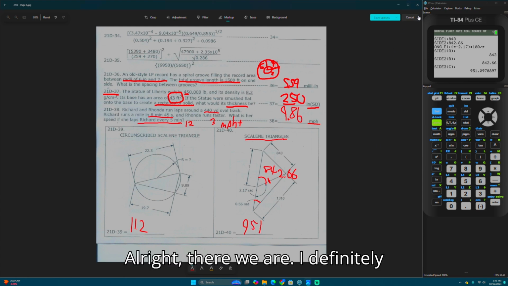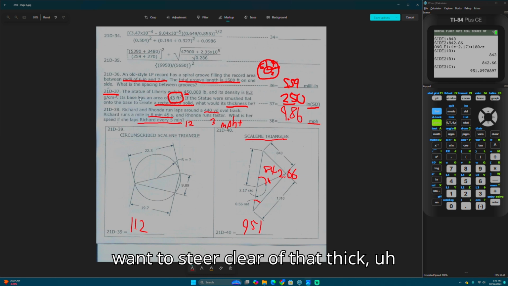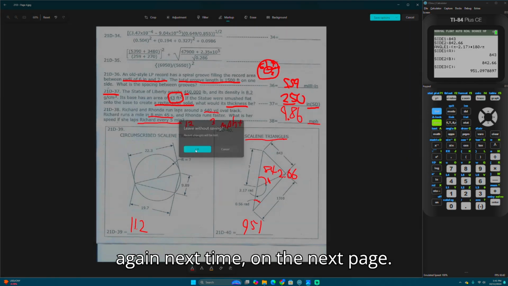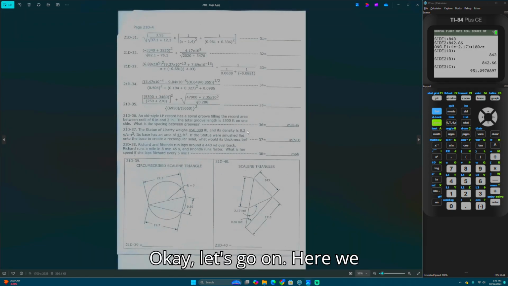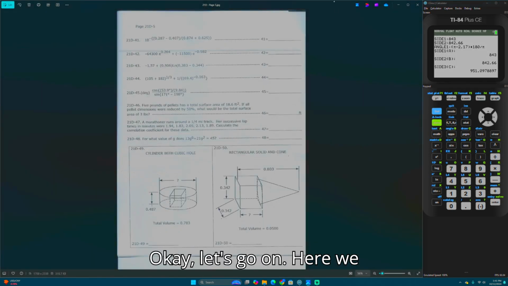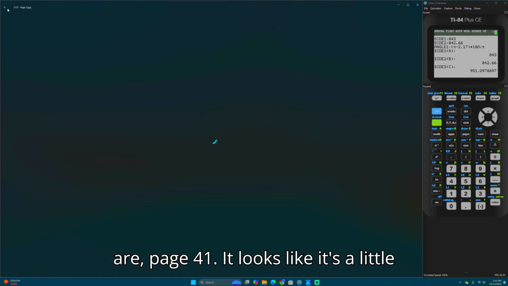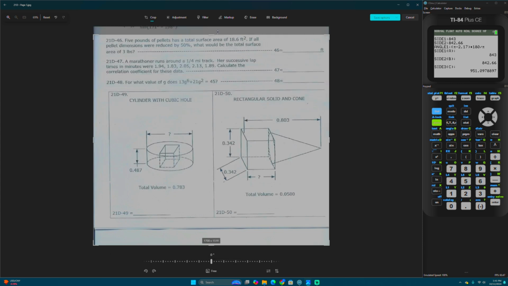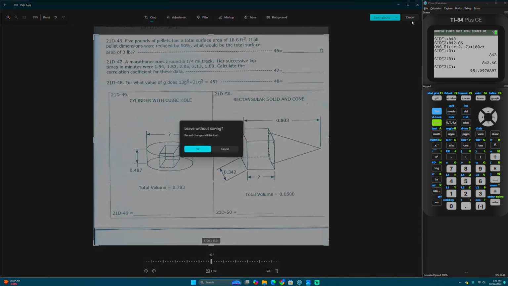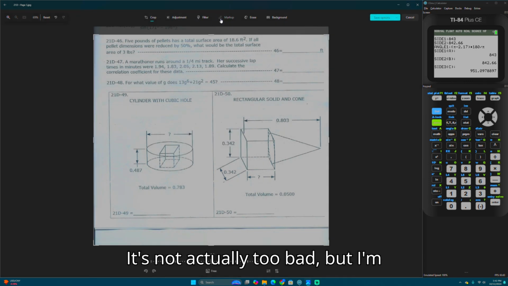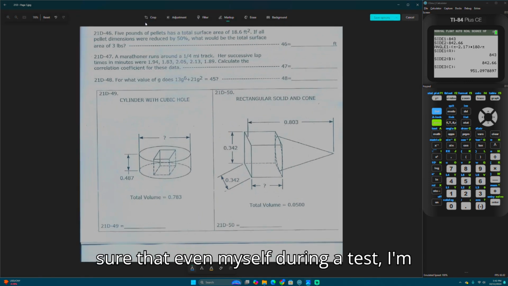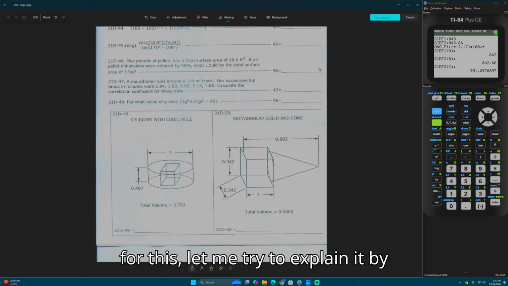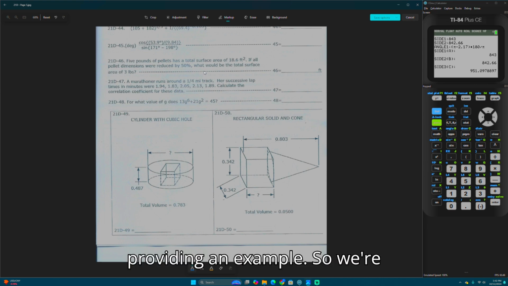All right, there we are. Yeah, definitely want to steer clear of that thick. What am I on? 3? I'll use 3 again next time on the next page. Okay, let's go on. Here we are, page 41. It looks like it's a little bit crooked. I'm sorry about that. I'm sure it won't really affect us too much. So for number 46, it's not actually too bad, but I'm sure that even myself during a test, I wouldn't have even gotten it. So for this, let me try to explain it by providing an example.